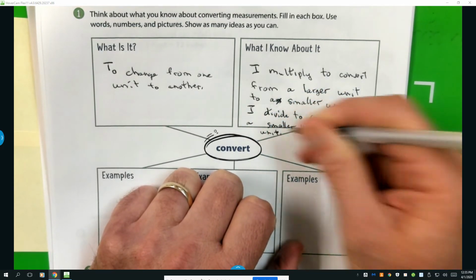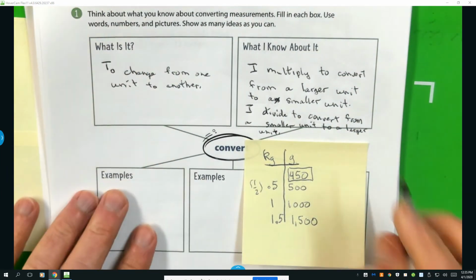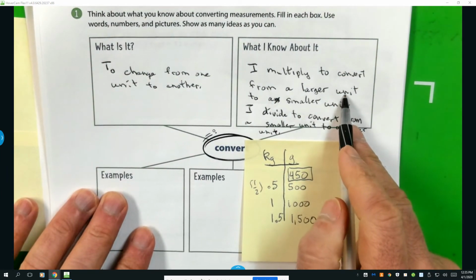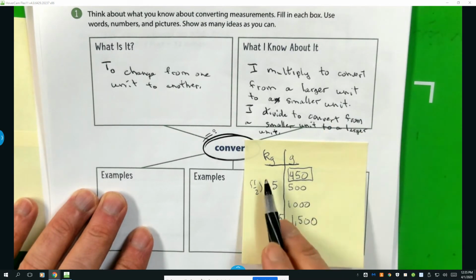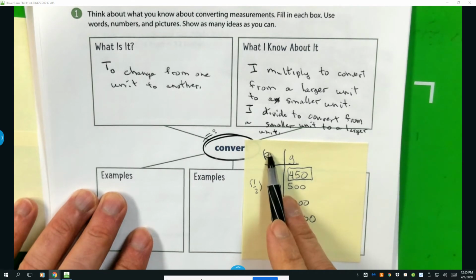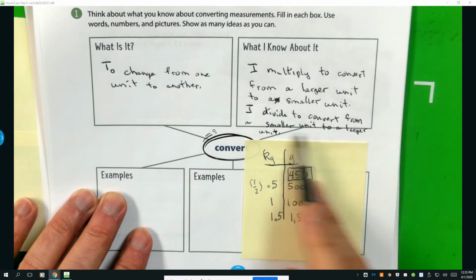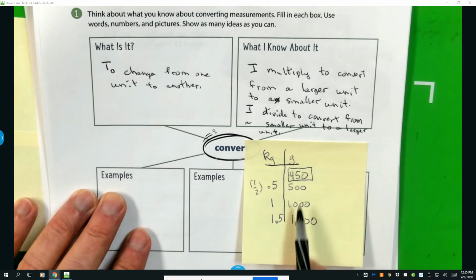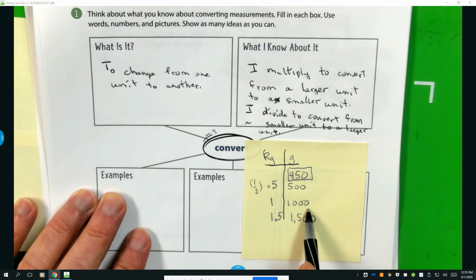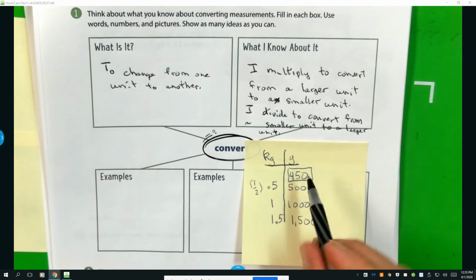Okay, now this, and I'll just speak to it really quick. That's like saying this: I multiply to convert from a larger unit to a smaller unit. So if I want to go from kilograms to grams, the larger unit is kilograms. It is 1 kilogram to 1,000 grams, so I have to multiply by 1,000. And if I divide to convert from a smaller unit to a larger unit, grams are smaller than kilograms. So if I take my grams, 1,000 of them, and I want to know how many kilograms it is, I divide it by 1,000.